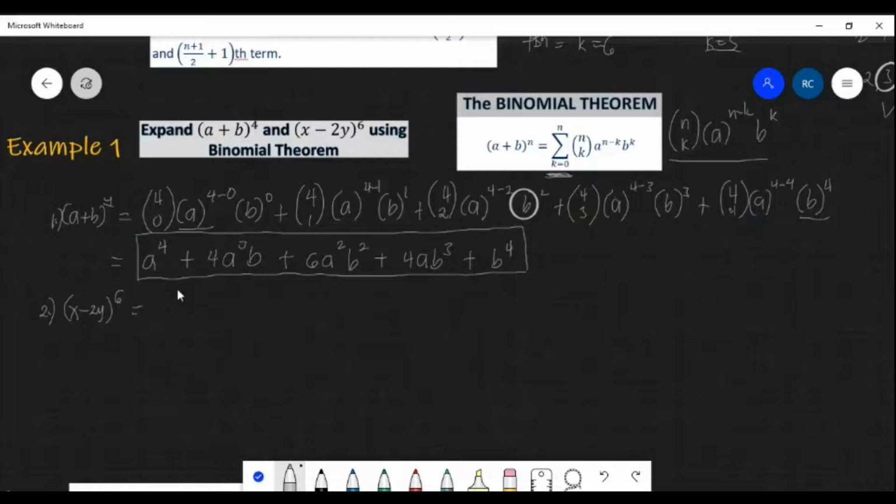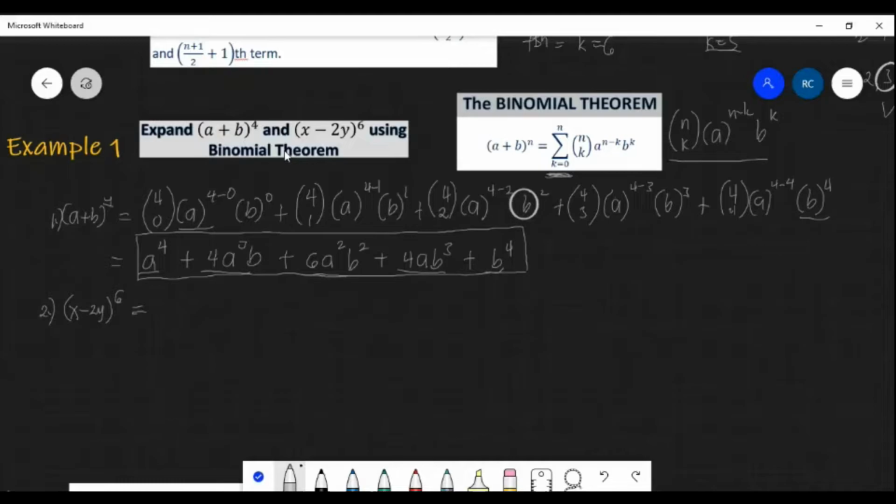Naku, medyo mahaba to. Kung ang ating exponent ay 4, how many terms would it be kapag in-expand? Ilang terms? Anyone? 5 terms. 5, very good. Ito ay 1, 2, 3, 4, 5 terms. How about n is equivalent to 6? How many terms yung lalabasan when we expand? 7. 7 is correct.